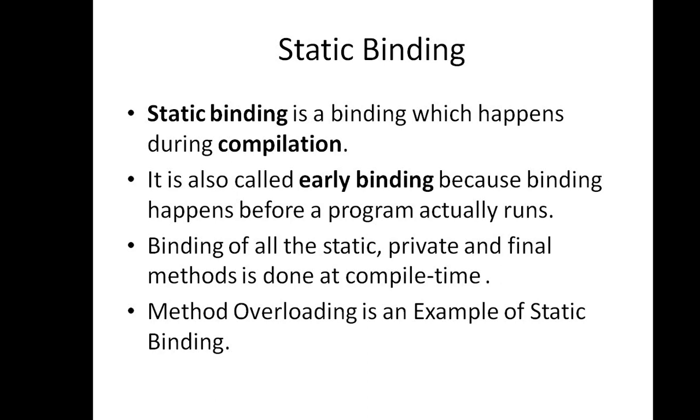If you have to perform static binding, then the method must be static or private or final, because we cannot override static, private and final methods. Method overloading is an example of static binding. So let's understand with the practical example.